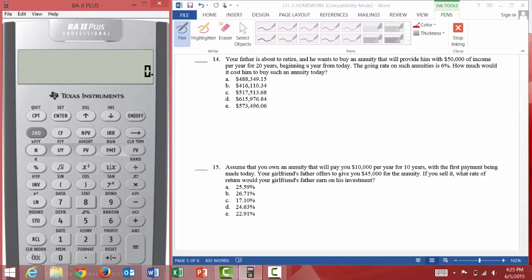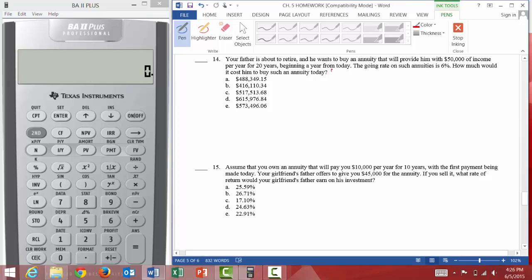So your father is about to retire, and he wants to buy an annuity that will provide him with $50,000 of income per year for 20 years, beginning a year from today. So that means we keep our calculator in N mode because it's a year from today. The going rate on such annuities is 6%. How much would it cost him to buy this annuity today? So that means we want to know the price. We write down N, future value, the interest rate, and the payment.